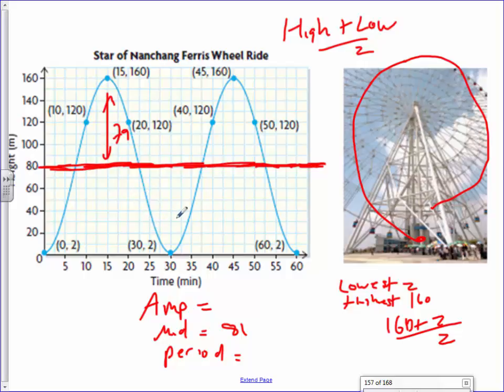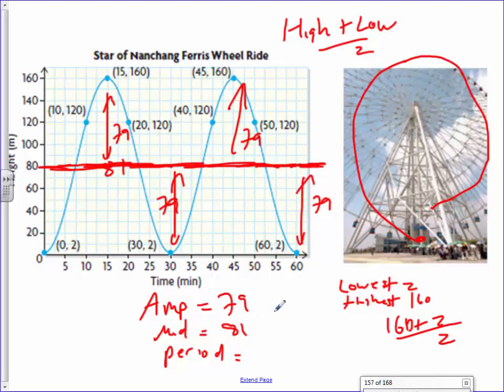Let me double check all the way back down again, though. Oh, no. 81 to 160? Yeah, 81 to 160, 79. How far is it from 81 down to 2? From 81 down to 2, isn't that also 79? So it shouldn't matter whether you're going up to the top of the peak or down to the low of the valley. Either one should be kind of the same. So your amplitude is a wave of 79 high and a midline of 81. Make sense?